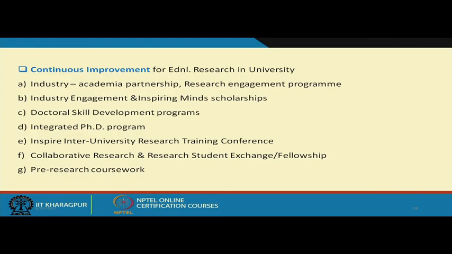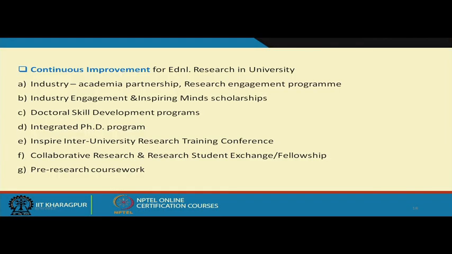So, there must be an industry-academia partnership, where the academia, the researchers, get the idea of what the industry people actually need, and what kind of research output can be useful for them in enhancing their productivity or processing. In that way, both the academia and industry people must partner with each other in identifying the research problem which will be mutually beneficial for them. Then, the research engagement programs.